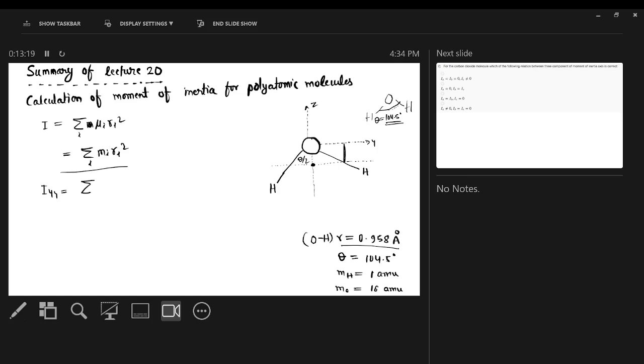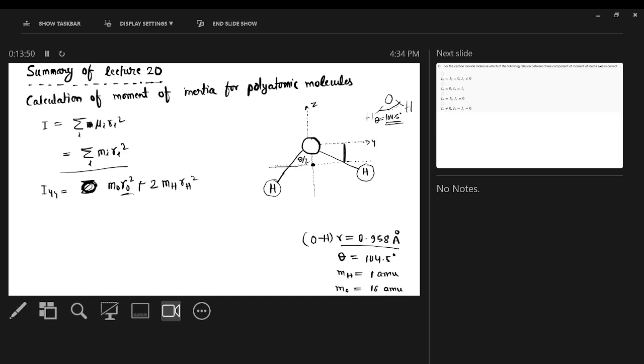Sorry, we are calculating based on this axis. Sorry, so we cannot ignore oxygen here. We need to consider oxygen also. So M_O, this I will say R_O square, and there are two hydrogens, so we need to multiply by 2 M_H R_H square. This R_O I defined as this distance.